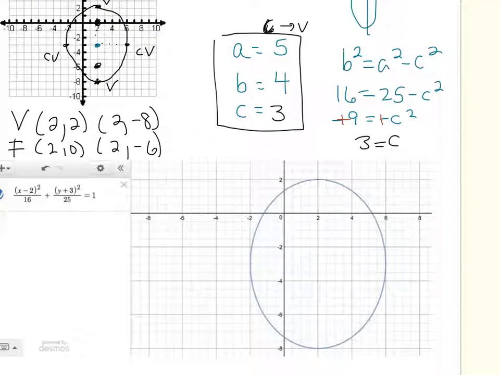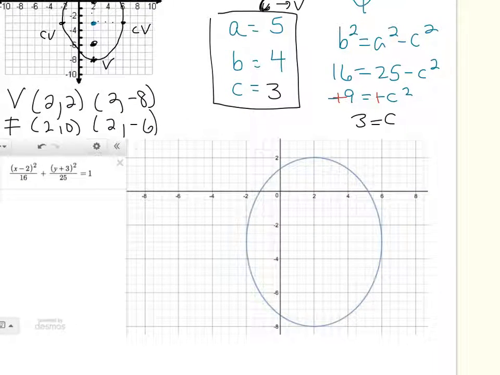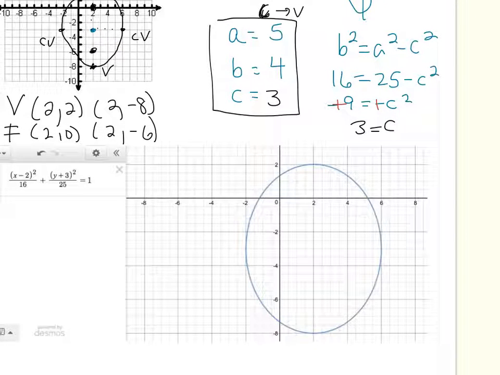Just a quick look at what Desmos would present for us. Very similar stuff. You can see here's our vertices at 2, 2, like we had mentioned when we did it by hand. Here's our 2, negative 8 for our vertex. Here are our co-vertices. It doesn't have the foci. We know from our algebra that it should be at 2, 0 and 2, negative 6, with our center of 2, negative 3.